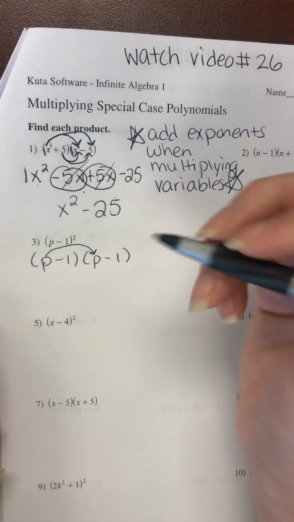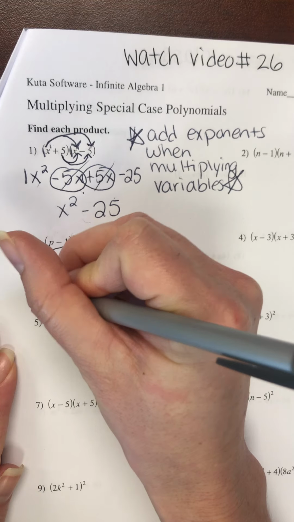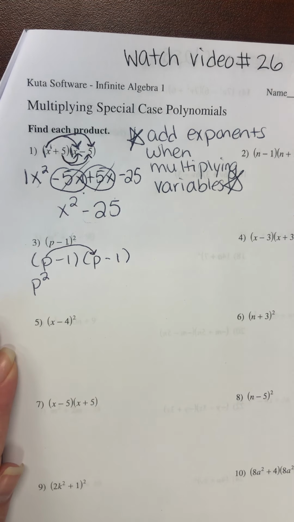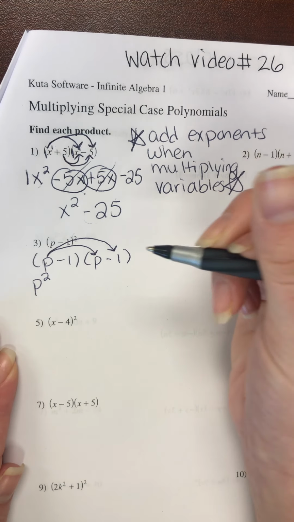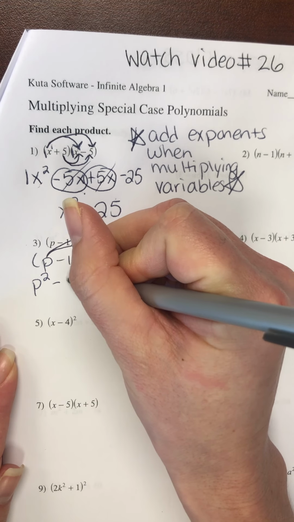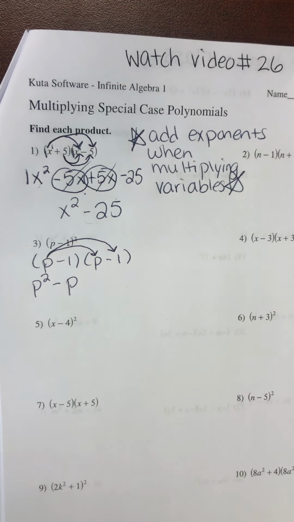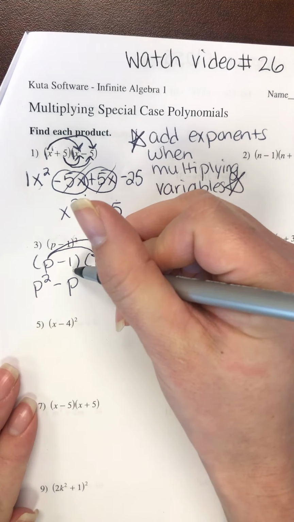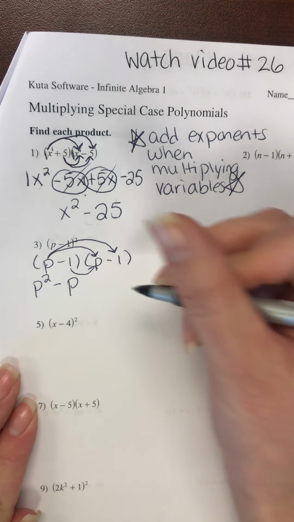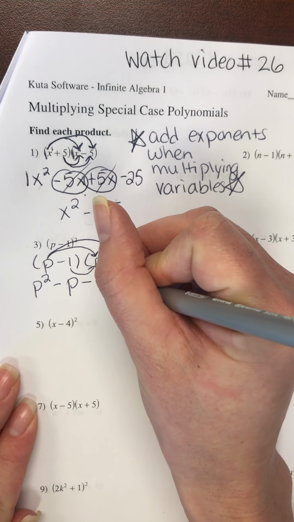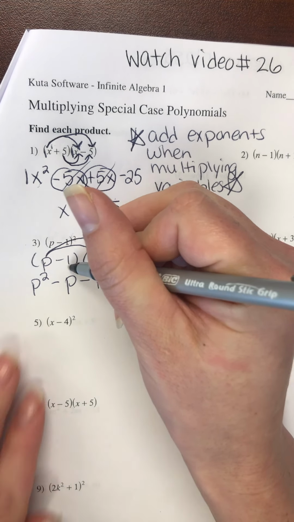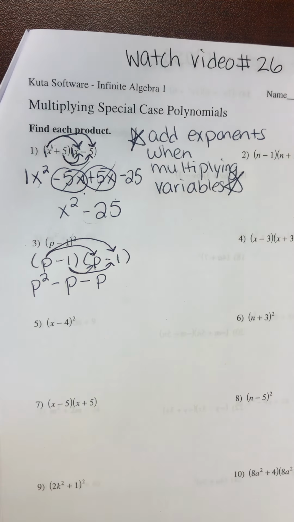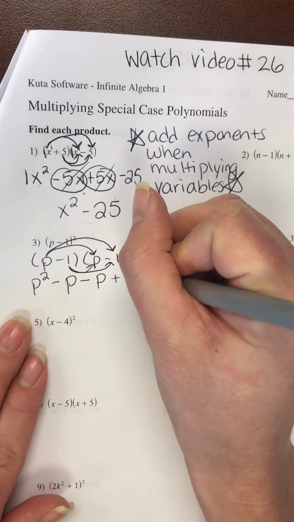Excuse me. So p times p is going to give me p squared. Then I'm distributing p to negative 1. So p times negative 1 is negative 1p, or you can just put minus p. Either way is fine. Then we have negative 1 times p, which is again minus 1p or just minus p. Then we have a negative 1 times a negative 1, which is a positive 1.